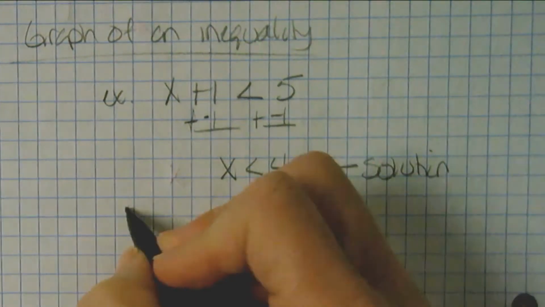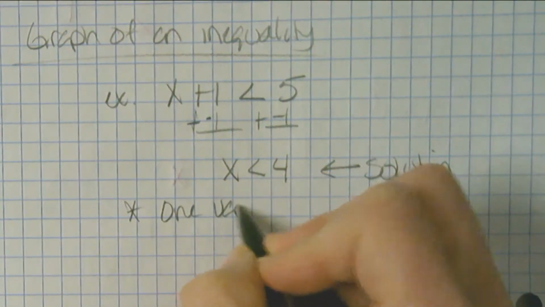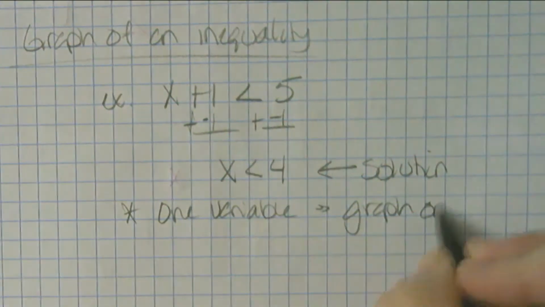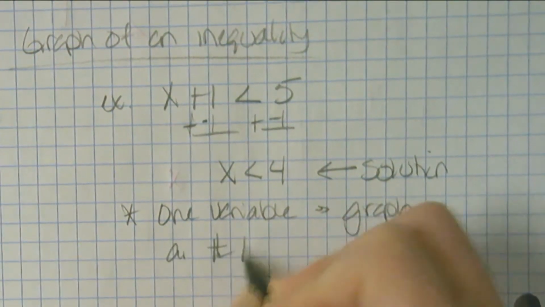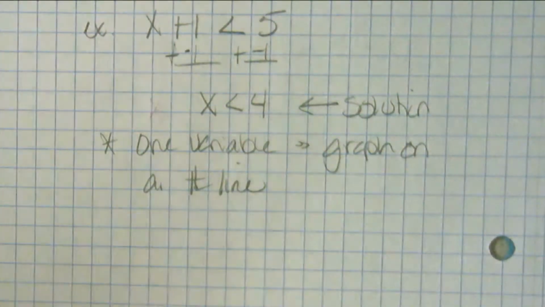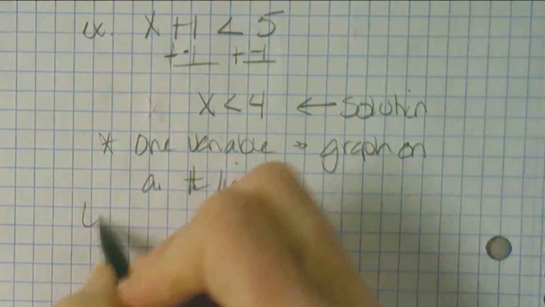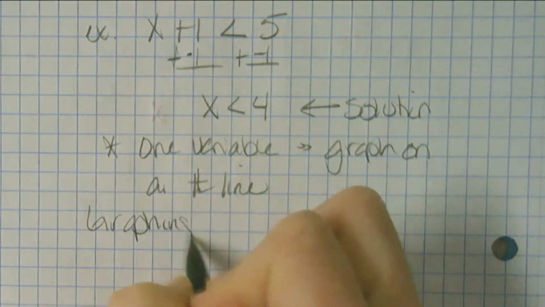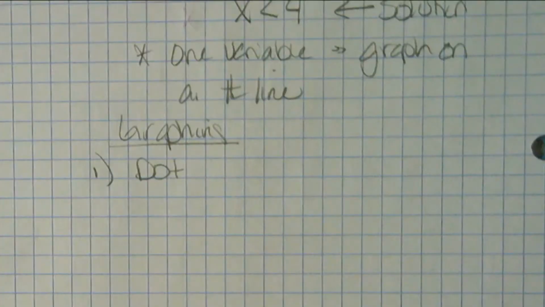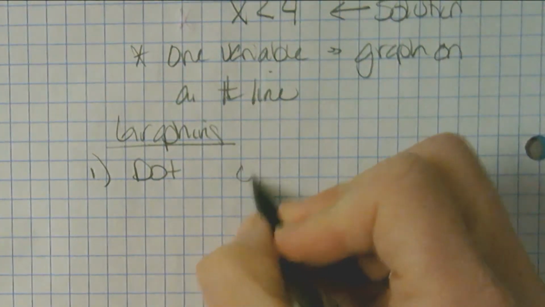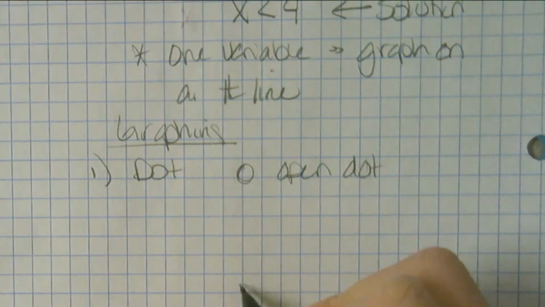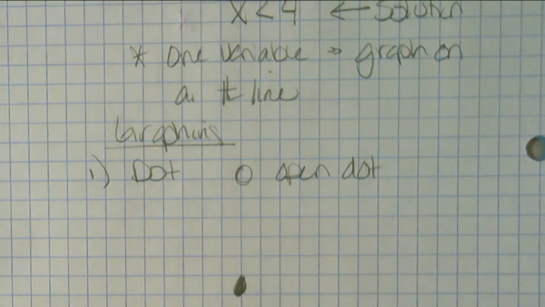All right, since we have one variable, we graph on a number line. So since we have one variable, we graph on a number line. And let's talk about what we are graphing. All right, the first thing that we graph is our dot. Remember, we have an open dot. And then I'm going to drop down a little bit here because I'm going to put some information there. And we have a closed dot.